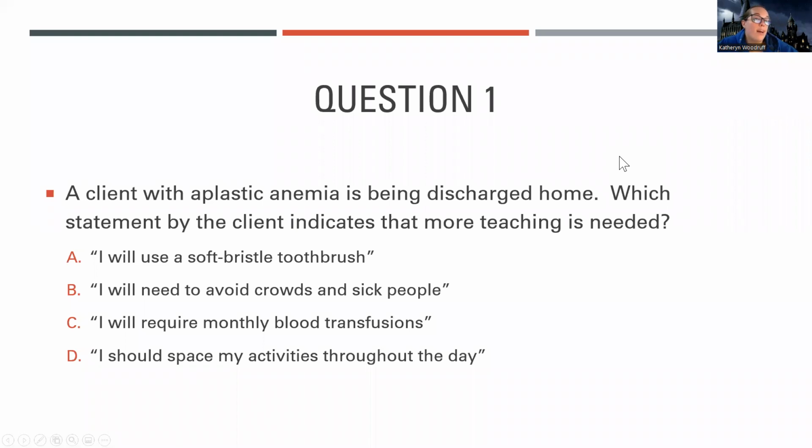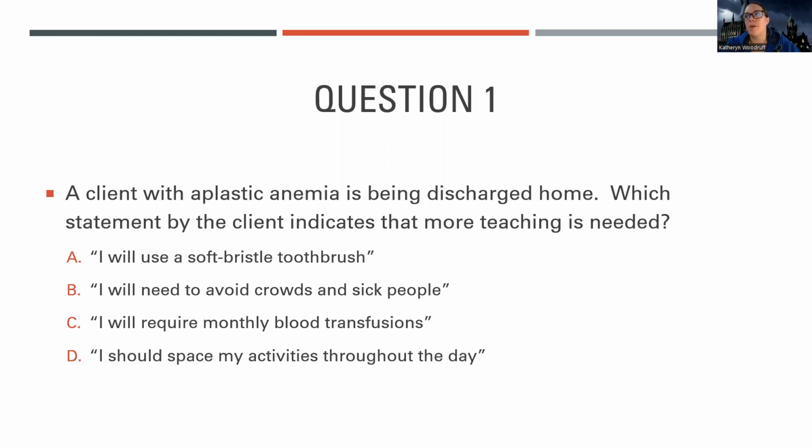So question 1, a client with aplastic anemia is being discharged home. Which statement by the client indicates that more teaching is needed? First, we always want to look at the question and see what it's really asking us. It says they're being discharged home, so you want to think about what period of time you're in. Are they in the acute period, where something major is happening and they're super sick, or is it a new thing, or are they stable and getting ready to go home? In this one, they're being discharged home, so they must be stable.